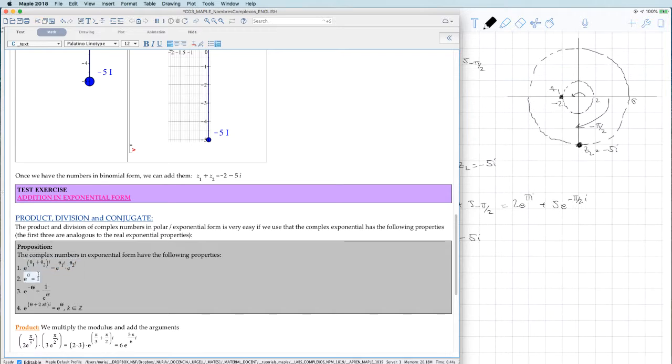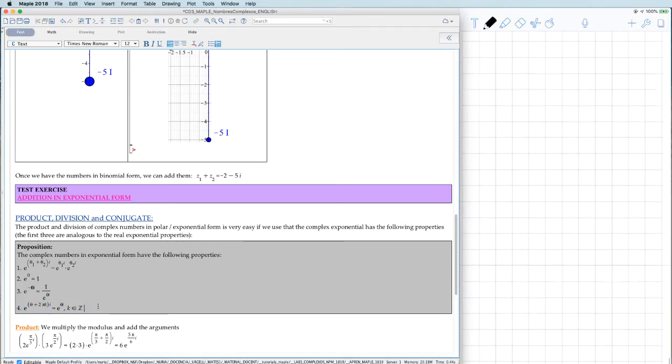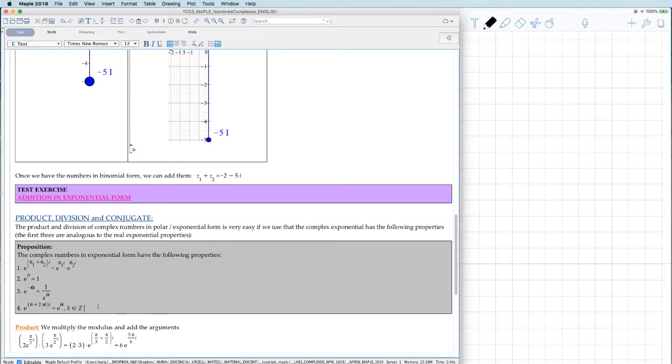Also, the exponential of 0 is 1. And the exponential of minus a number is 1 divided by the exponential of the number without the minus. Okay, so these three properties we already know from real numbers, and it's nice that they also hold with complex numbers. This, however, is a specific property of the complex numbers. So what is this property telling us? So imagine that I have a complex number, okay?